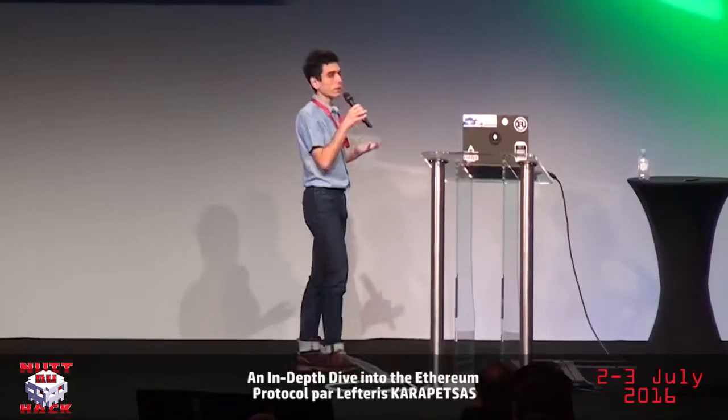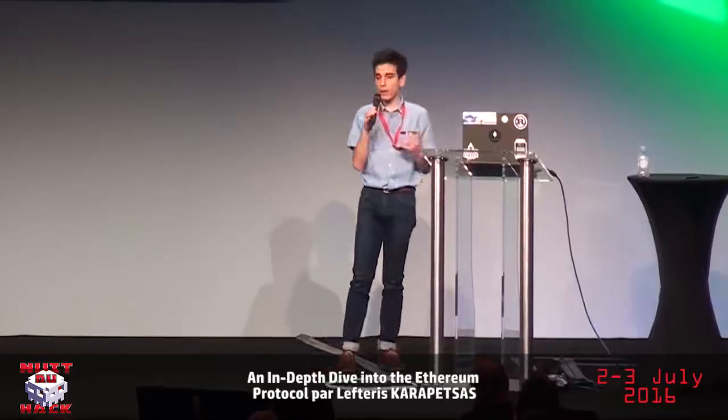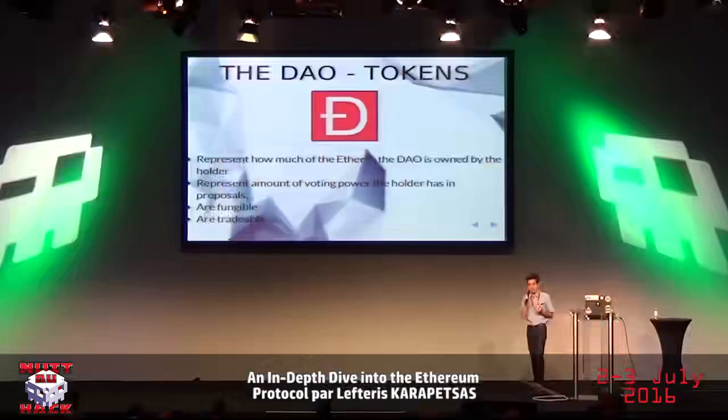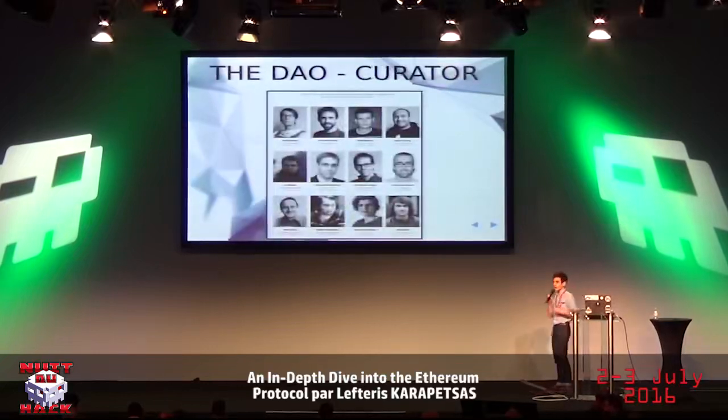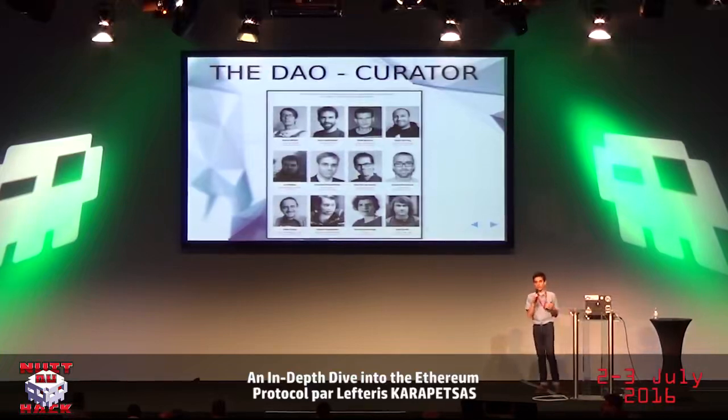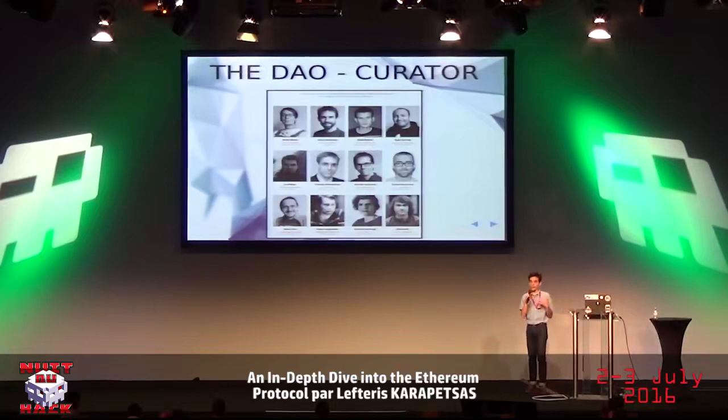Just like any other currency, they are fungible, so that means that one can be exchanged for the other, and they are also tradable. You can go now and trade tokens in major exchanges like Kraken or Poloniex. The DAO has a fail-safe mechanism called the curators. The curators essentially are a multi-signature wallet of 12 people, many of whom are prominent members of the Ethereum community, including Vitalik Buterin, who is the creator of Ethereum. They are the ones who curate the whitelist, essentially the list of accounts that can receive proposals from the DAO.